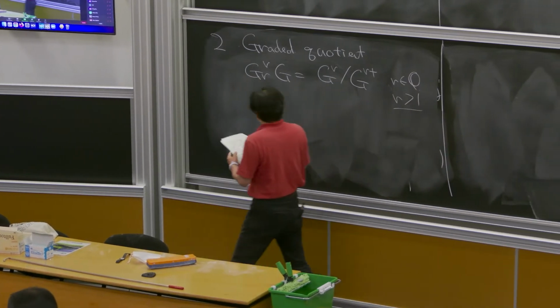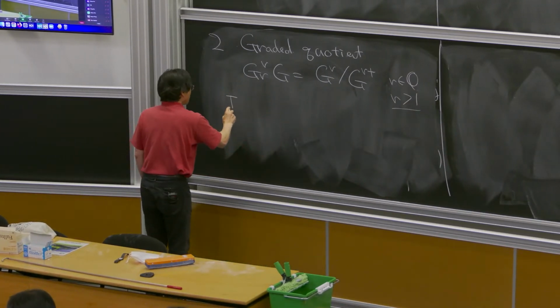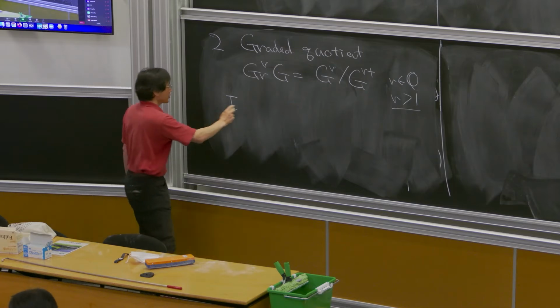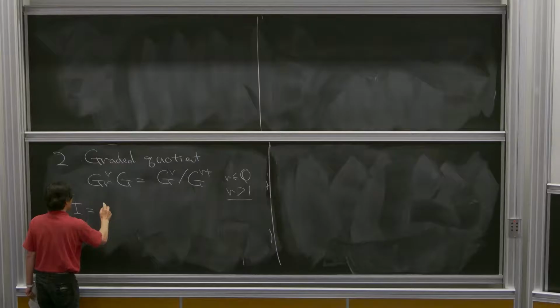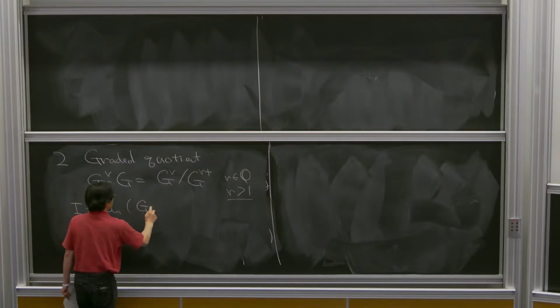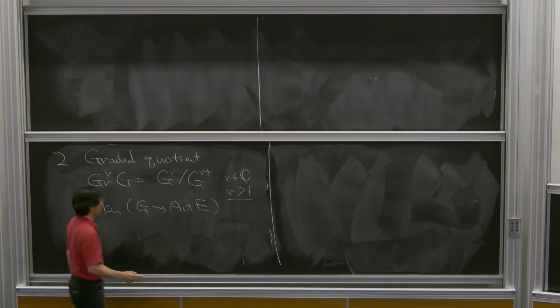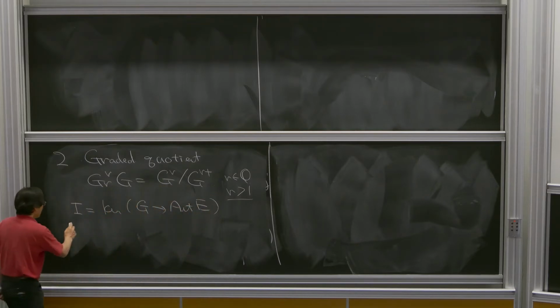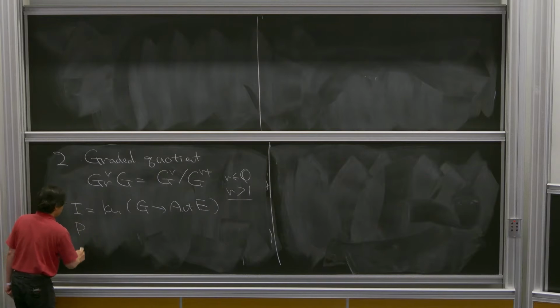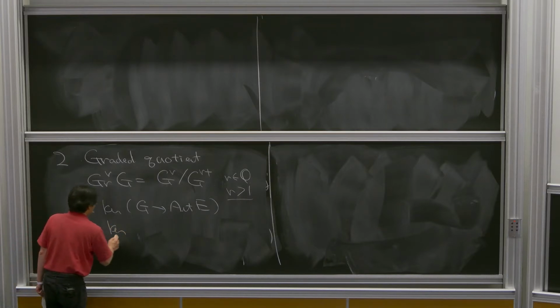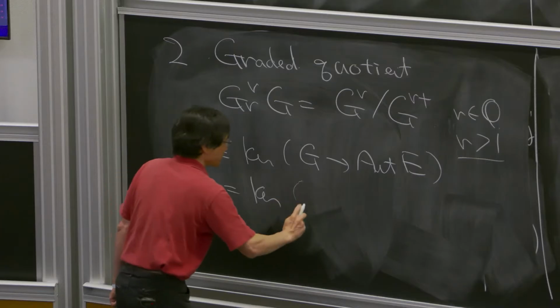Why this condition? So we have this inertia group. Inertia group is the kernel of G to the action of the residue field. And P is the inertia fixed part. P is the wild ramification group.